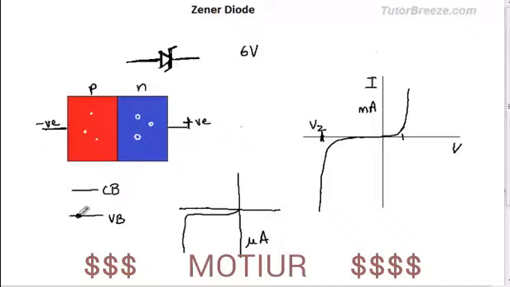So if an electron jumps from the valence band to the conduction band, you get a hole over here in the valence band. But even if the temperature increases, the current over here still remains in microamperes. If the temperature increases, the current is not going to be in milliamperes. But if you look at the reverse characteristics, you will see that at a certain voltage, an extremely large current is flowing.